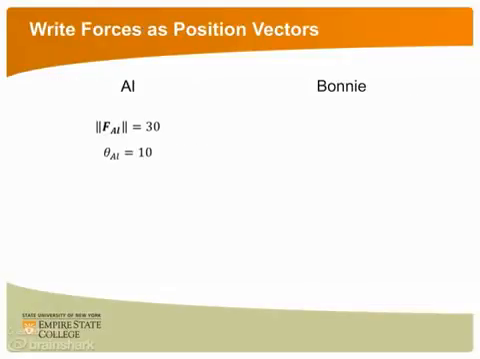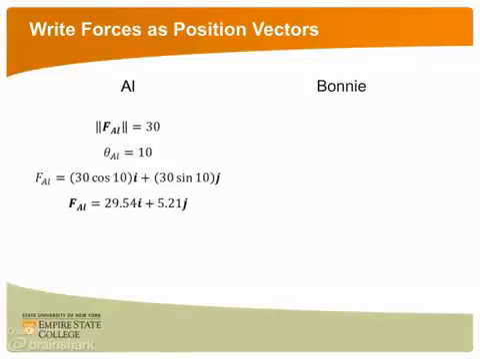First, we need to find the position vector equivalents of the forces that Al and Bonnie impart on the wagon. For Al, the magnitude of the vector is 30, and the direction angle is 10 degrees. Remember, direction angles are measured from the positive x-axis, or due east. We plug those values into the formula to find the position vector. Doing the multiplication, we find the value for the position vector equivalent for Al's force.